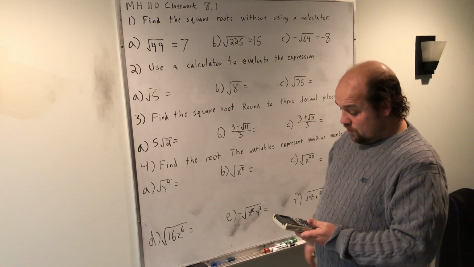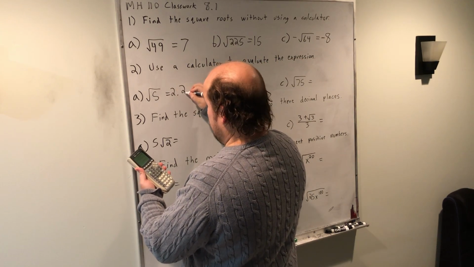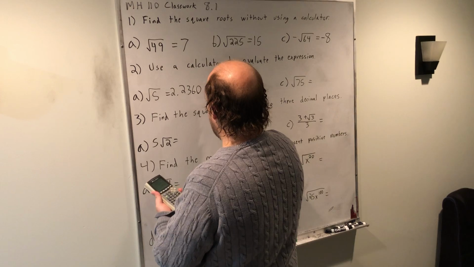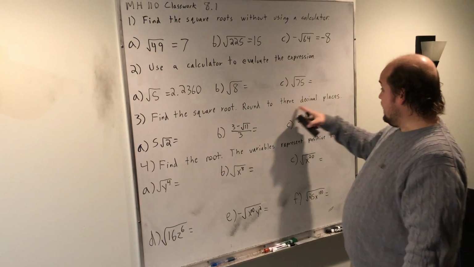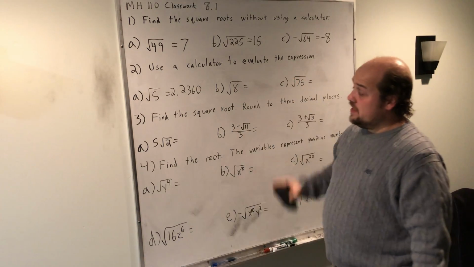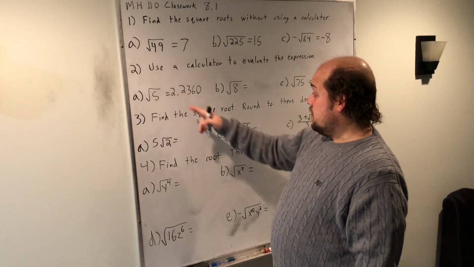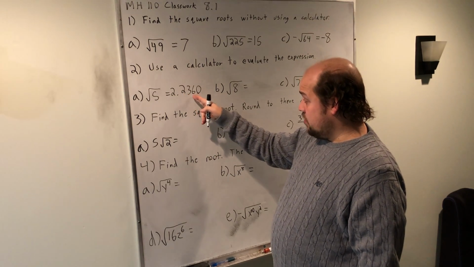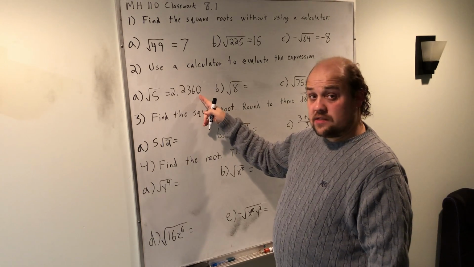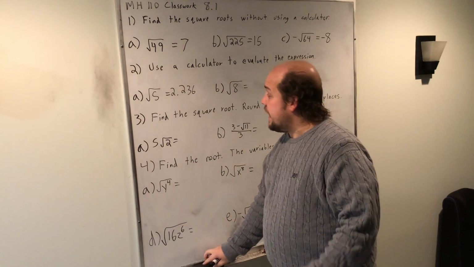If I put in root of 5, I get an answer of 2.2360. I always want to round to 3 decimal places, as it says in the second problem, but really is part of the instructions here on these first types of problems. So there's 1, 2, 3 places after the decimal. I want to round to this number, so I look at the number after it. Since it's 4 or less, I can just erase it and leave this as my answer.